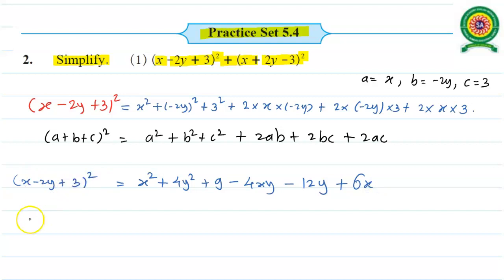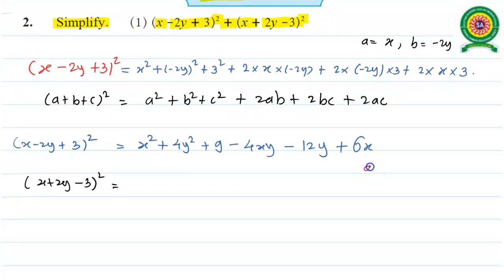Now let us try to expand the second bracket. It is of the form x plus 2y minus of 3 the whole square. So on comparing with again a plus b plus c the whole square, we are getting here a value becomes x, b value becomes 2y and c value now minus of 3.